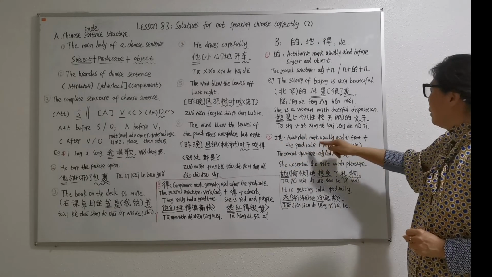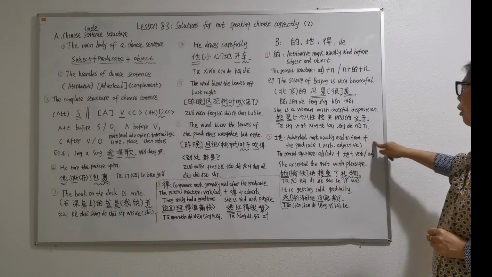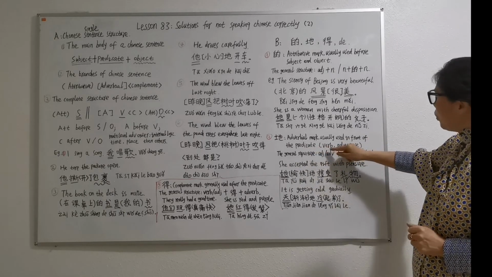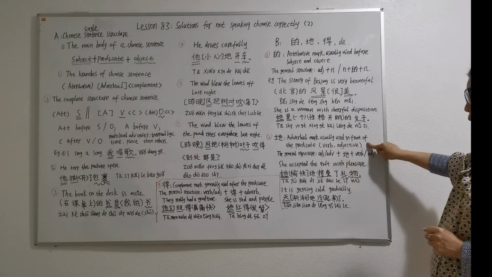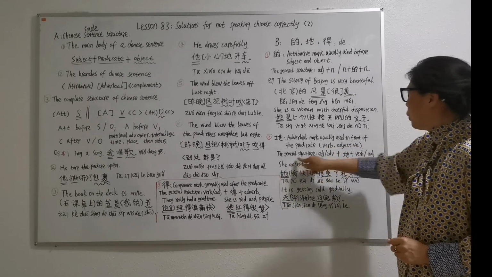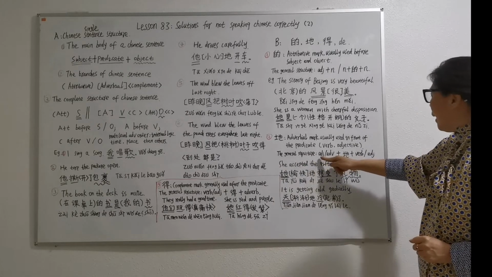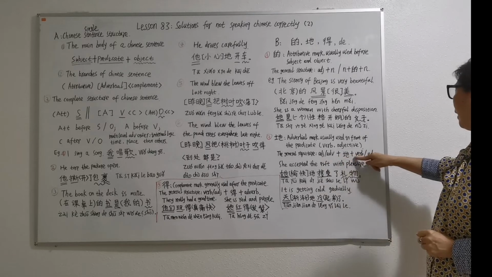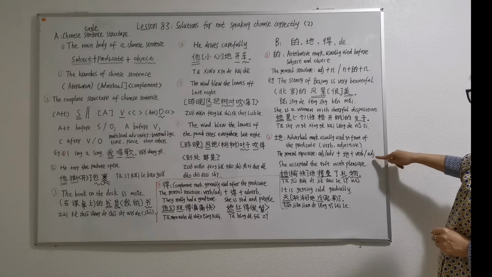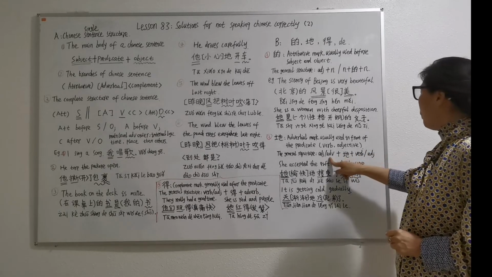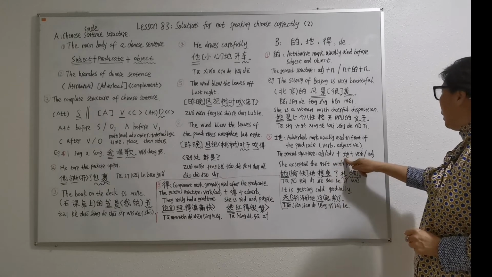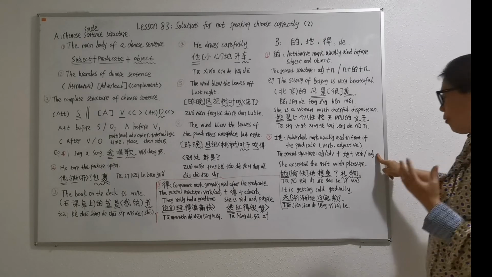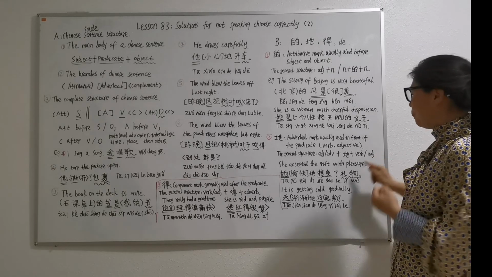Now we learn 地. 地 is an adverbial mark, usually used in front of the predicate. Predicate in Chinese is usually verbal and adjective. And its general structure is adjective add 地 add verbal or adjective, or adverbial add 地 add verbal or adjective. Now let's look at the example.